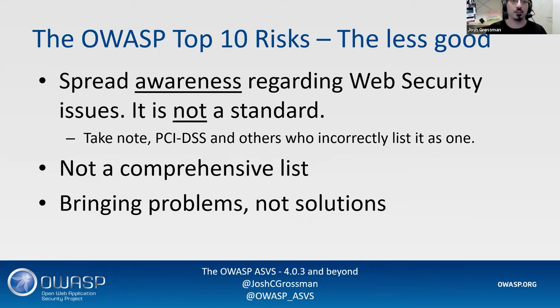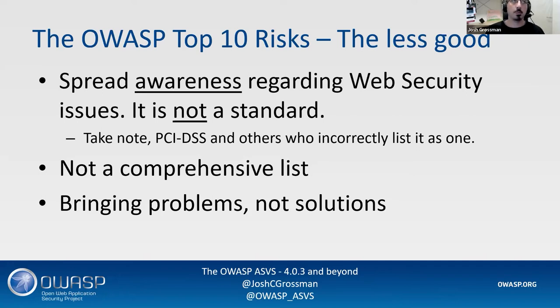It is very much not designed to be a standard. We shouldn't talk about it as a standard. We shouldn't talk about, we comply with the OWASP top 10, or we test according to OWASP top 10. It's meant to be an awareness document. It's not a comprehensive list. It doesn't have every single problem that we encounter from an application security perspective. It's, here are the top 10 things that we think you should be thinking about. And sometimes those things are very specific. Sometimes those things are very wide.